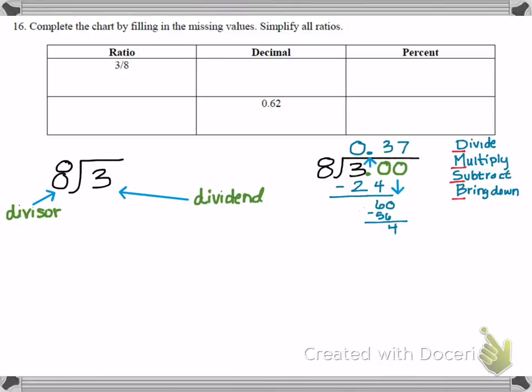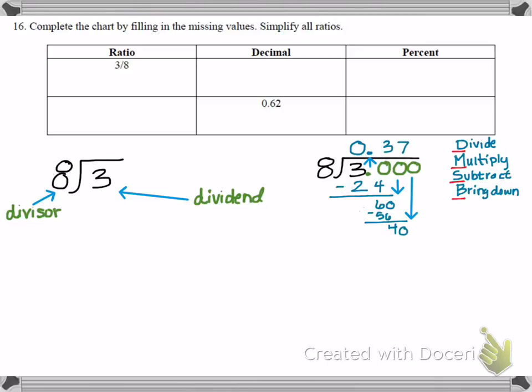Now I need to bring down. Well, notice how there's no more zeros left. But that's okay. I can add another 0 to the end of 3.00 and not change the value of the number. It's still worth the whole number 3. I can add another 0 if I need to, so I can bring it down for 40.